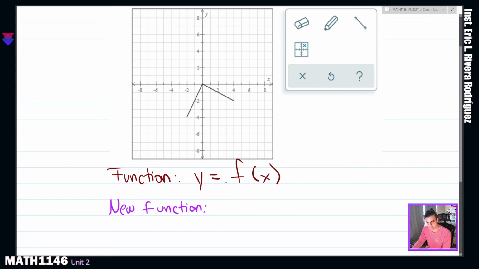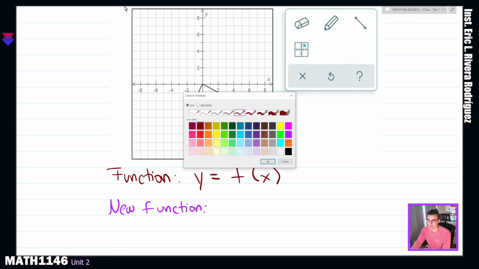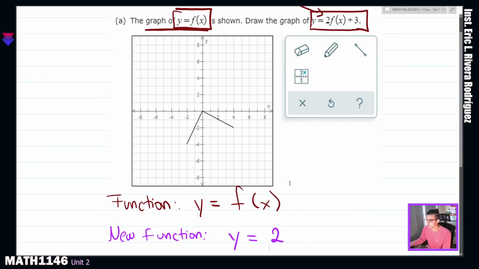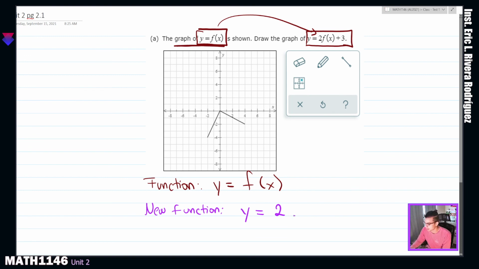The parent function of our exercise is f of x. Then the new function is going to be 2 f of x plus 3. It is very important to know this because this is going to lead us to find the correct answer.